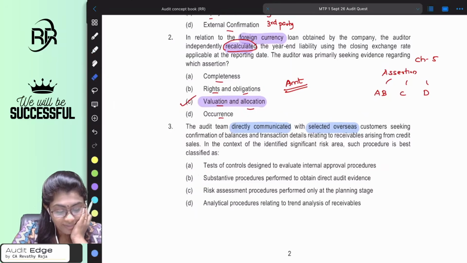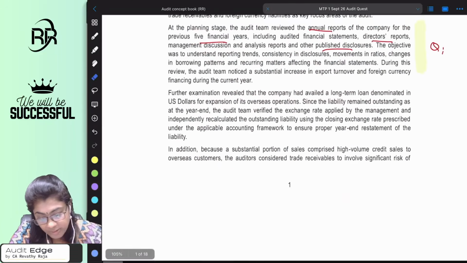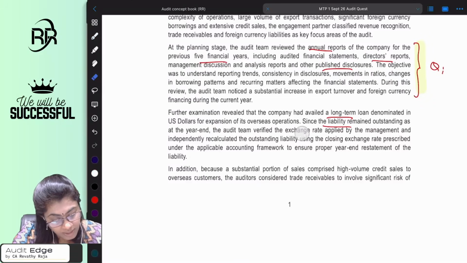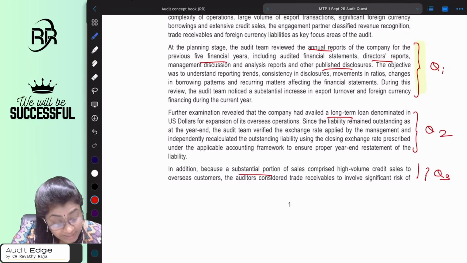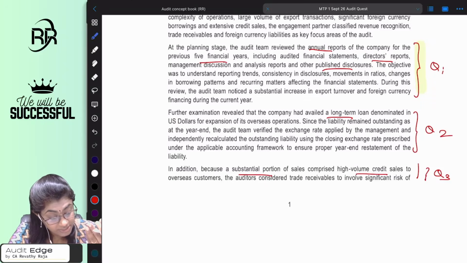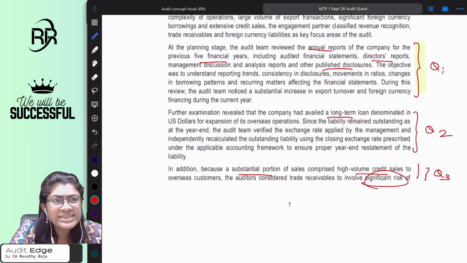Okay, tell me. See, if you go to the case scenario, this particular passage is relating to Q1. Foreign exchange, exchange rate applied, this is relating to Q2. If you see this passage, Q3, substantial proportion of sales, high volume of sales to overseas customers, auditors consider there is a significant risk. Can you say significant risk, which is which SA?